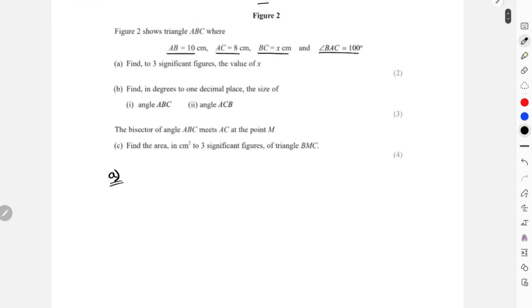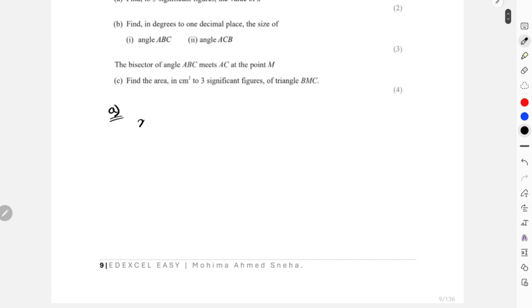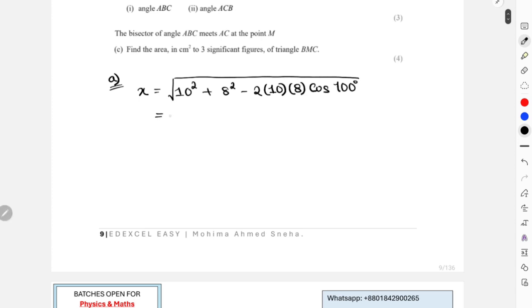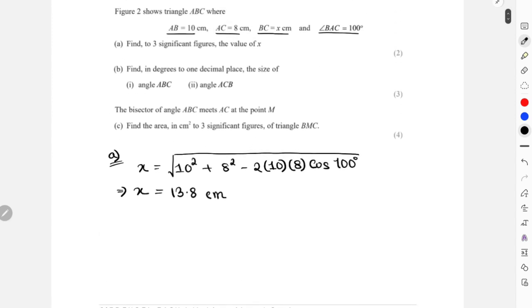Now we are trying to find out the value for BC, which was x centimeters. So x would actually be what? 10 square plus 8 square minus 2 times 10 times 8 cos angle, which was 100 degrees. If you take this directly on your calculator, this will give you the value for your length x. So 10 square plus 8 square minus 2 into 10 into 8 into cos 100. This turns out to be 13.8 as the value for x. So the value is 13.8, and this is the working, right? No other calculations are needed. This is the final value for your length of x or BC.